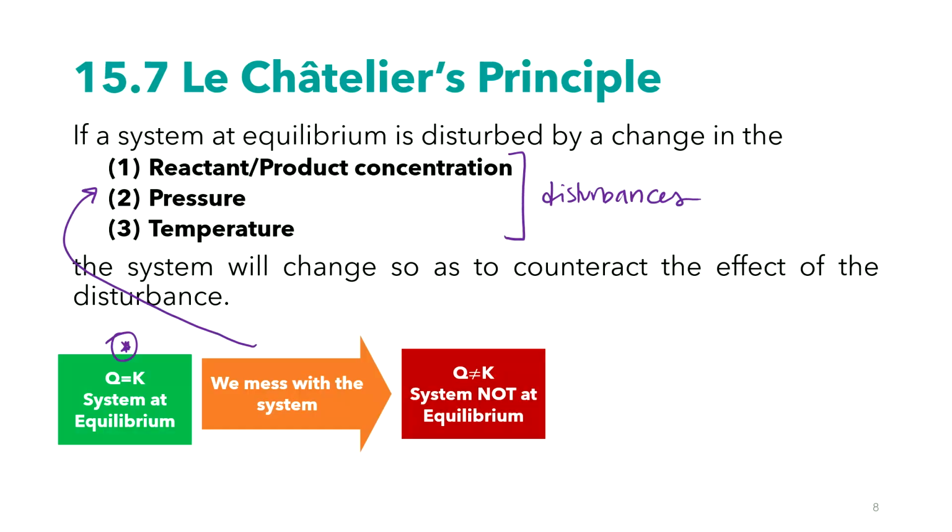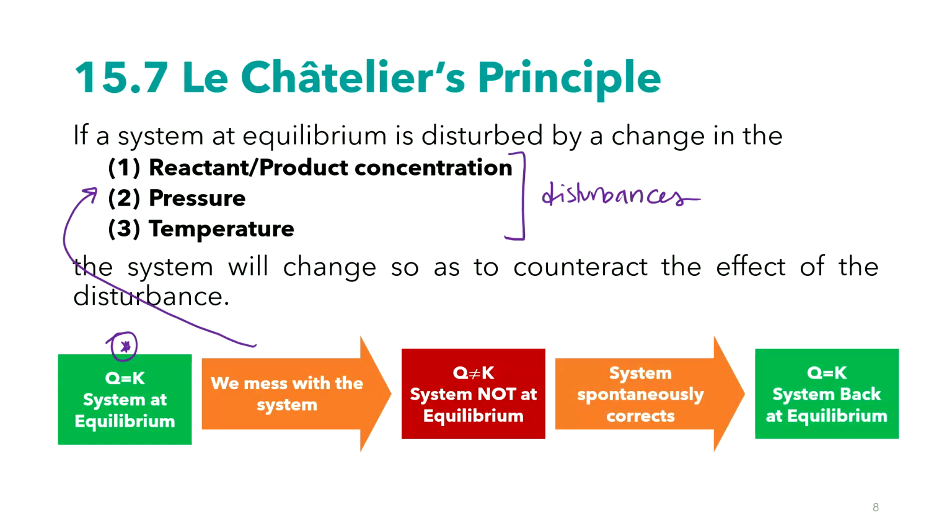Now Q is not K, because we messed with it. I went in there and I did something to make Q not equal K. The system doesn't like that, right? The system wants to be at K. So the system responds by counteracting this change, and we spontaneously return to Q equals K. All right? So we're going to go through these three different types of disturbance and look at how they impact equilibrium. All right? The K is the same for these first two, but we will make a shift.